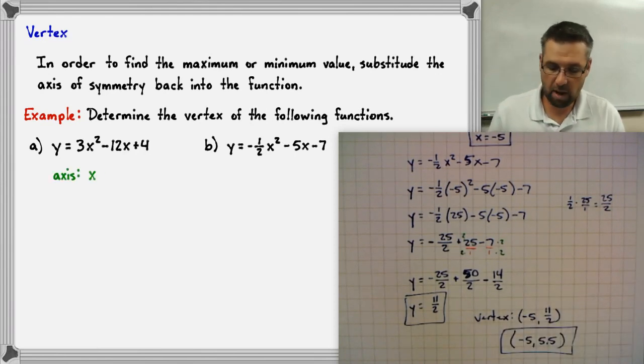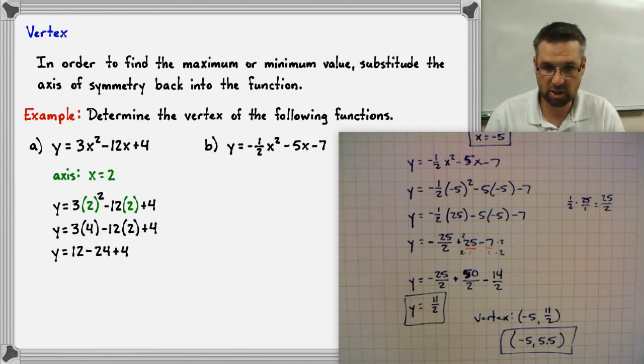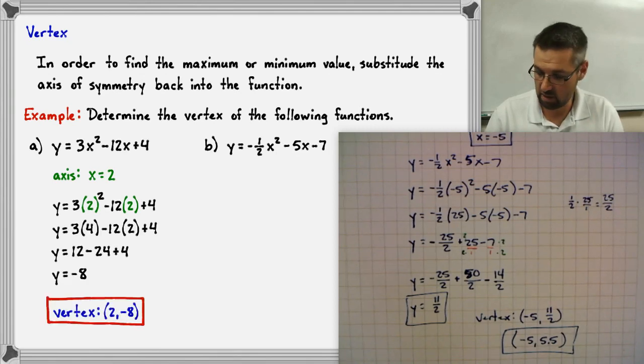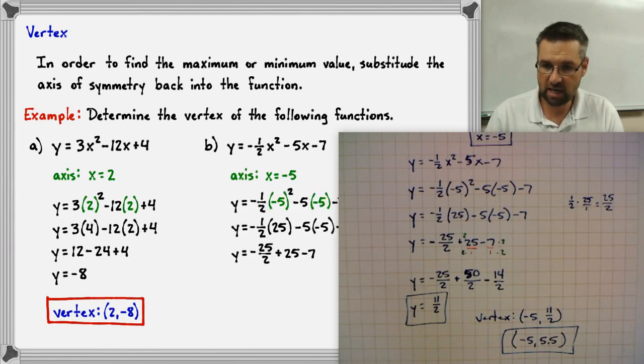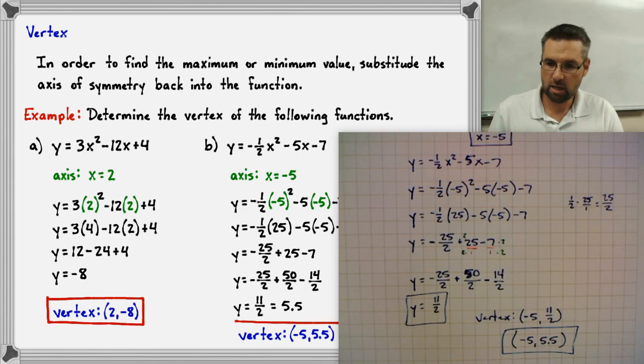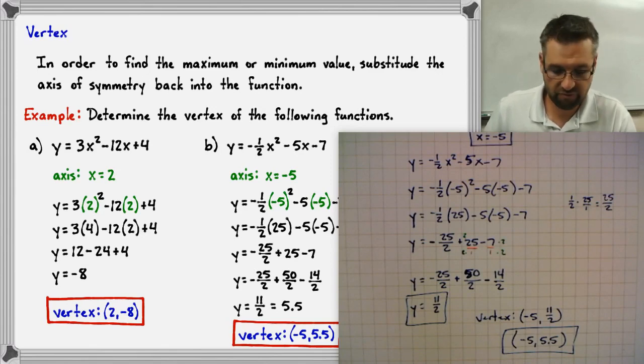Okay. The reason we might want to put it in decimal form is because when we go to graph it, we can plot that a little bit easier. Okay. Let me double check to make sure my work is right. I did get 2 comma negative 8 on that first one, so that's good. The second one, as I go through this work, I get 11 over 2, so my vertex is going to be negative 5, comma 5.5. All right. So that is how you find the vertex of a parabola if you are given standard form.